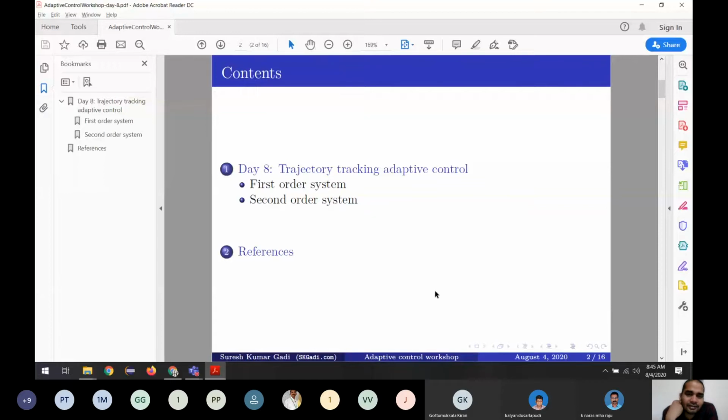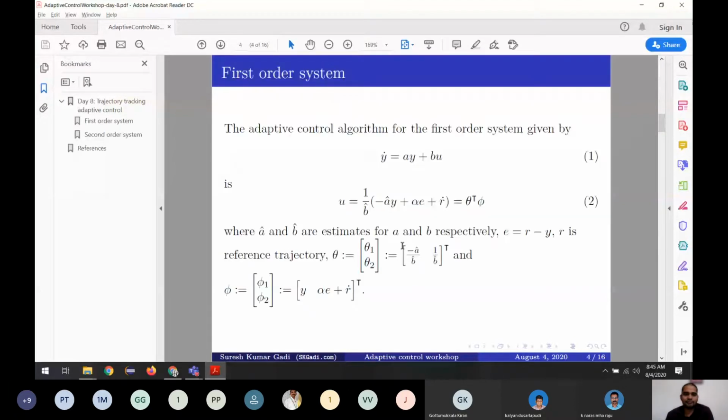And the other one is that the parameters of the model or the system are not changing with very high speed. They are changing slowly over time. Okay, so let us see the first order system. If this is the system, y dot is equal to ay plus bu. We are giving the general form of writing a first order system.